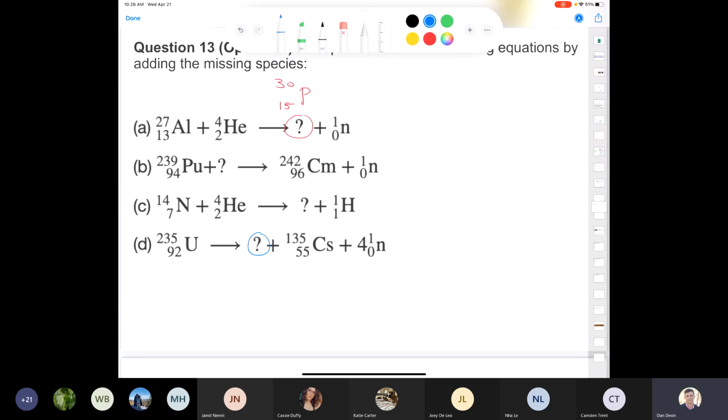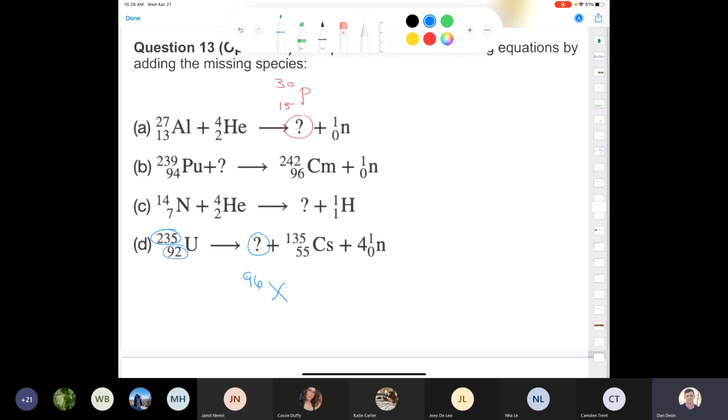Same thing here. We have 235. Here we have 135 plus 4. So 135 plus 4 is 139. If you take 235 and you subtract 139, you get 96. Okay, so that's going to be your mass number.